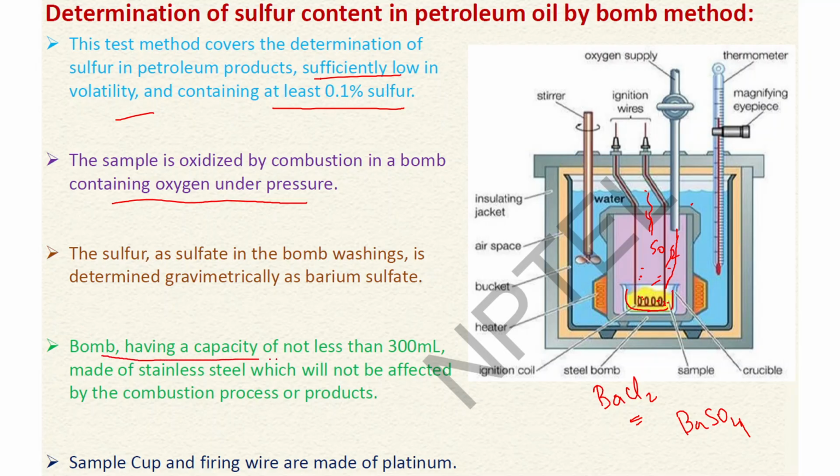A bomb having a capacity of not less than 300 ml, made of stainless steel which will not be affected by the combustion process or products, is taken here. The sample cup and firing wire are made of platinum.